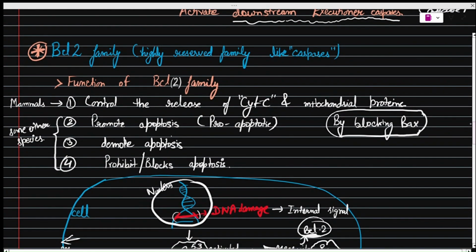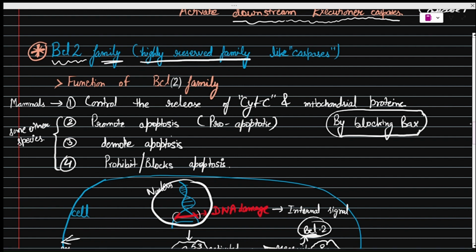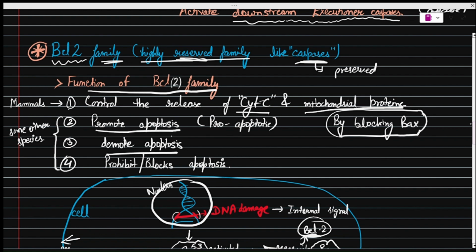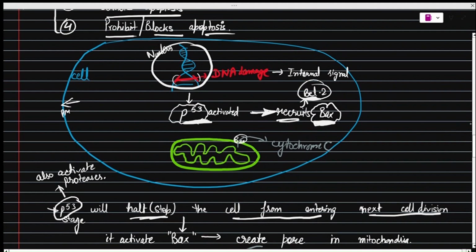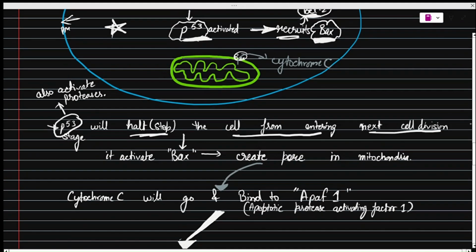As I was talking about the BCL2 family, BCL2 is a highly conserved family, just like caspases. For the caspases I used the term reserved, but I should have said conserved. These are some functions of the BCL2 family: in mammals they control the release of cytochrome C and mitochondrial proteins, and in other species they sometimes promote apoptosis, sometimes demote it, and even prohibit or block apoptosis. It depends from species to species. This diagram I have already explained to you, and this is it.